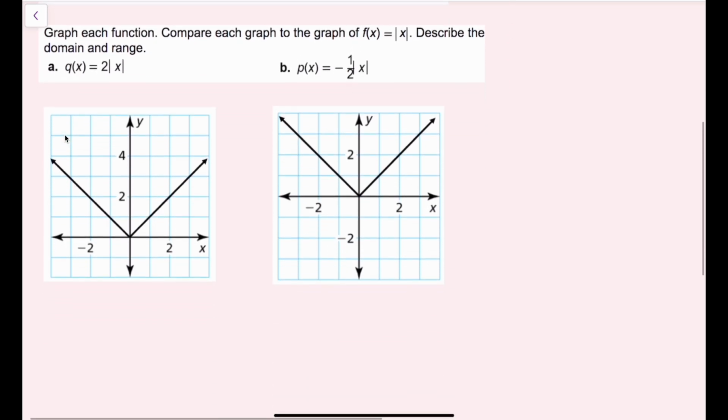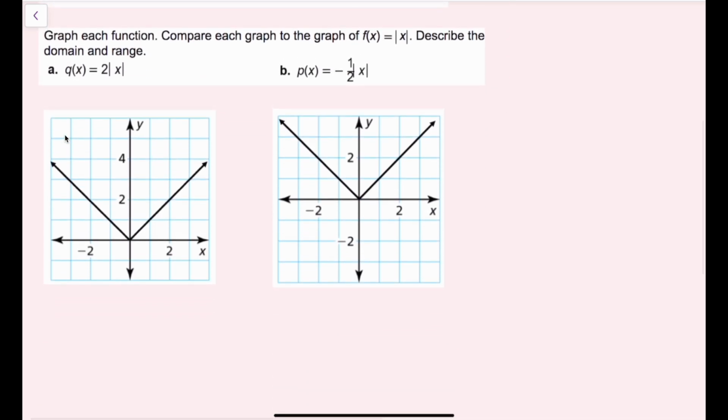So that was a lot, but now we're going to graph these two functions and then compare each graph to the graph of f of x equals the absolute value of x, and then describe the domain and range. So right here I have q of x. Now, whenever you're graphing an absolute value function, I still think the best thing you can do first is to find the vertex. Well, there's nothing that I'm adding to my x value inside or outside. Well, that's good for me. That means that my vertex is going to be the point 0, 0. So if I have 0, 0, that's my first point.